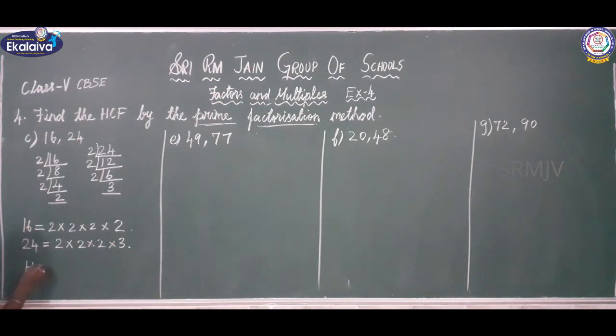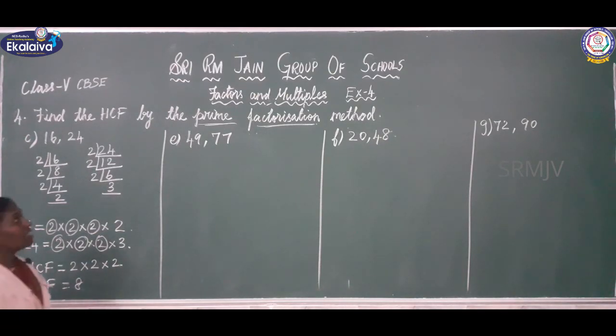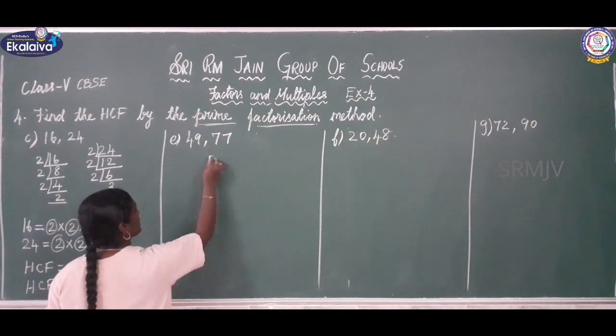Now we have to find the HCF, highest common factor. We have to find out the common prime factors. Here 2 is common, 2 is common, another 2 is common. So here we have to multiply 2 into 2 into 2. 2 2s are 4, 4 2s are 8. So the highest common factor is 8. Okay. Then 49 and 77.